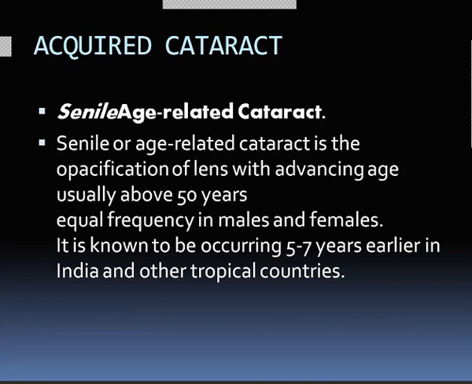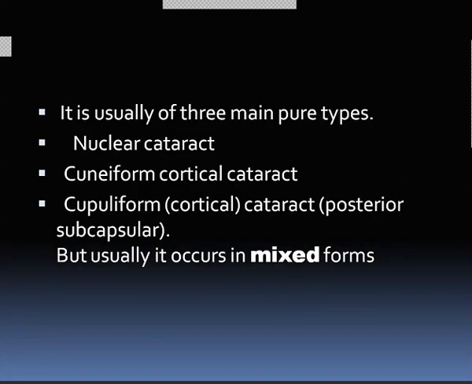And is there any male or female predominance with cataract? No, there is equal frequency in males and females, and it is known to occur 5 to 7 years earlier in India and the tropical countries. That means UV radiation may take part in the formation of cataract.